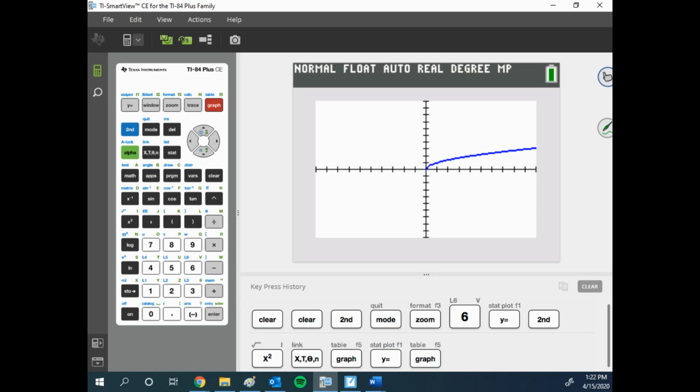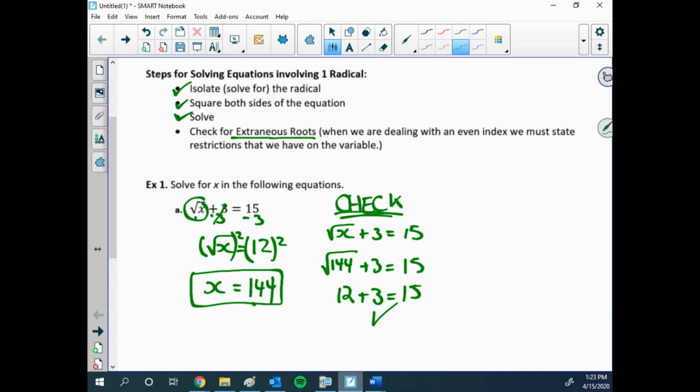The reason we need to check for extraneous roots is that I have an answer over here at 144, and there probably is an answer that applies there. But if I had, for example, an answer at like -10, well, this graph stops right here. The reason it stops is because we can't have a square root of a negative. So my answers are going to be all numbers greater than that value. The other thing we can do is talk about what the restrictions are.